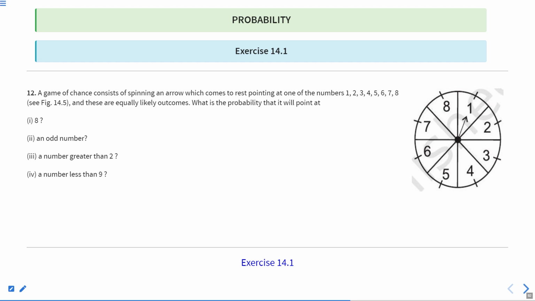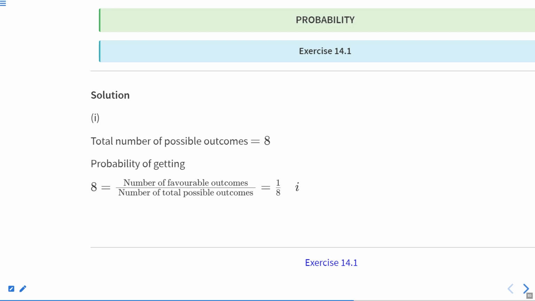Then what is the probability that it will point at 8? Okay, number 1, an odd number. Number 2, a number greater than 2. Number 3, a number less than 9. Okay, so let us find the probability that it will point at these numbers. Let us see how to solve this problem.